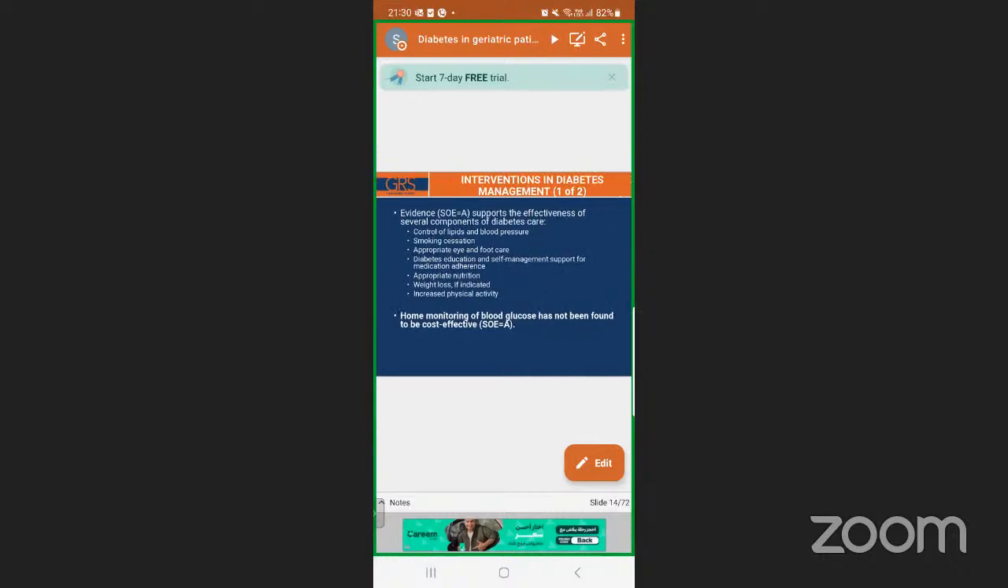In diabetes management, evidence supports various interventions due to their proven effectiveness. Here is a breakdown of each intervention. Control of lipids and blood pressure. This reduces the risk of complications like cardiovascular disease. Smoking cessation, regular and appropriate eye examination, and foot care. Also, diabetes education and self-management support for medication adherence, appropriate nutrition, weight loss, if indicated.